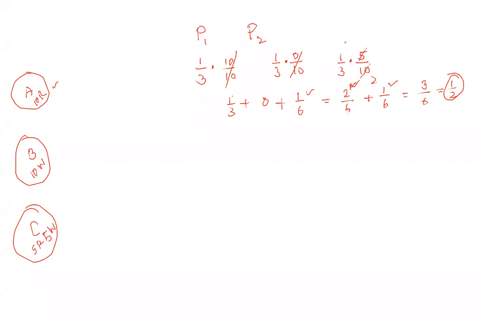How did you get 1/6? Was that from multiplying 1/3 times 5/10? Yes, because 1/3 times 5/10 is what? 1/2, because 5 goes into 10 twice. 5 goes into 5 once, 5 goes into 10 twice, so it's 1/2. Do you follow it? Yes. So 1/3 times 1/2 is 1/6.